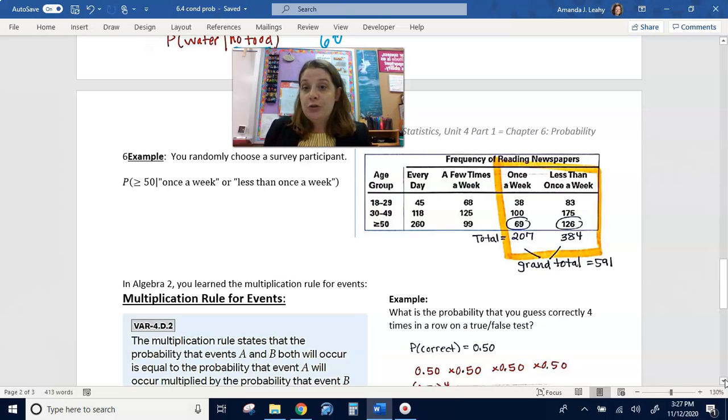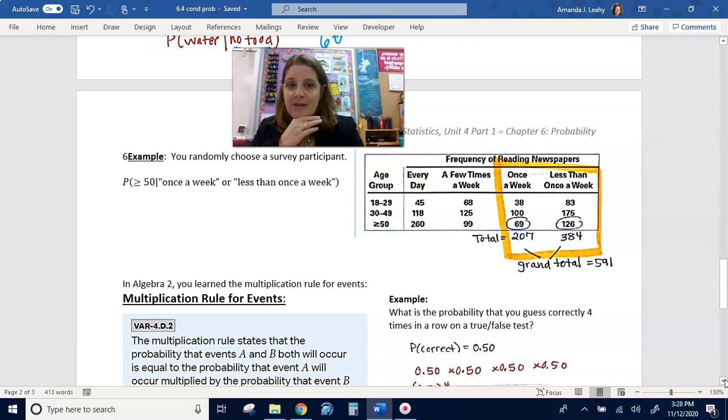It says you randomly choose a survey participant from this table. What is the probability that someone is greater than or equal to 50 years old given that they answered once a week or less than once a week? So this time, once a week and less than once a week is what's given, what's known. It's not just one column, it's the whole thing. I need all of the once a weeks and all of the less than once a weeks.